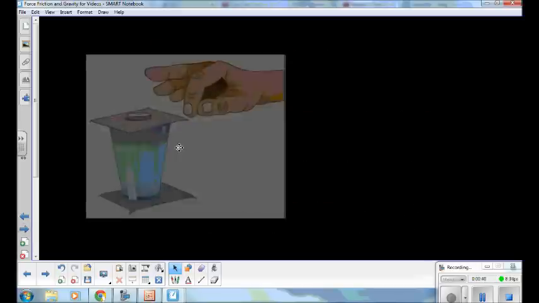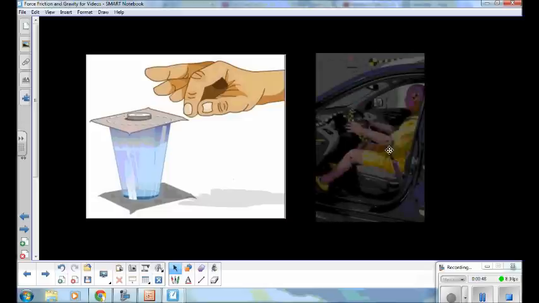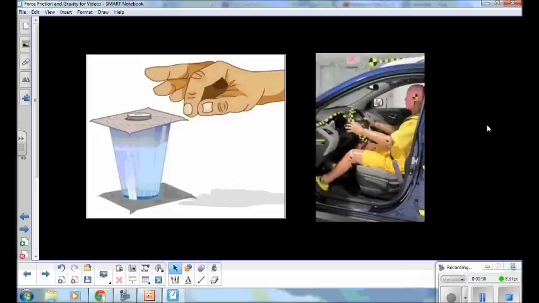Some of the examples that you looked at yesterday for an object at rest will stay at rest is the flicking experiment where you could just get the quarter to drop straight into the glass. The other one is one example of the crash test dummies. When the car stops, the people keep going.